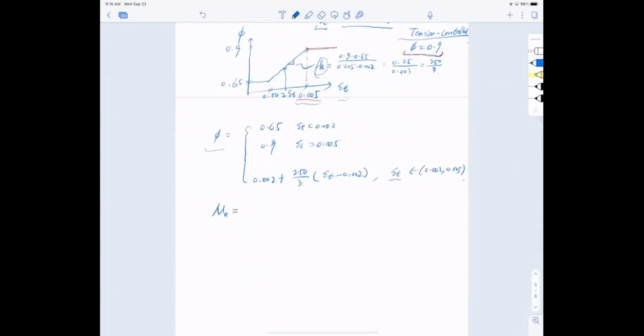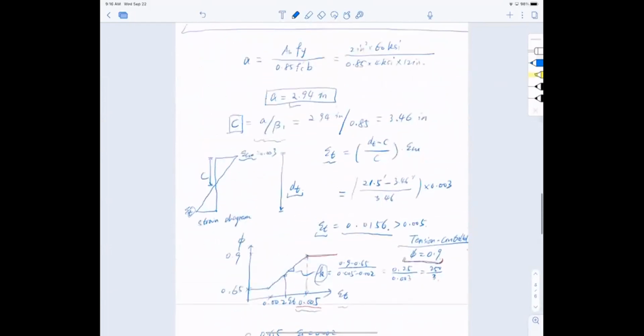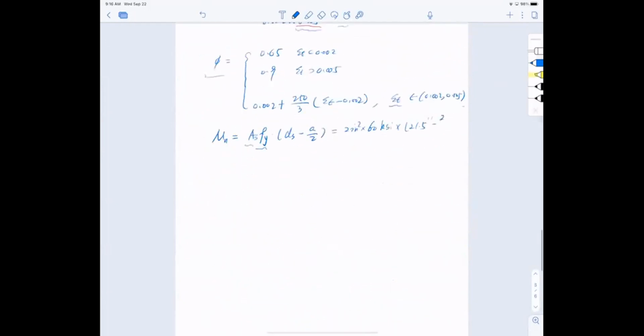So my moment Mn should equal to AsFy, which is tension force, multiplied by the lever arm. Again, lever arm should be ds minus half a. Now the difference is that I now know my reinforcement area is 2 inch squared, multiplied by yield strength, which is 60 ksi, then multiplied by ds, which is 21.5 inch, minus a. What is a again? Go back, find out. a is 2.94 inch divided by 2. That is half a. So what I got here, Mn, that should equal to 200.3 kip foot.